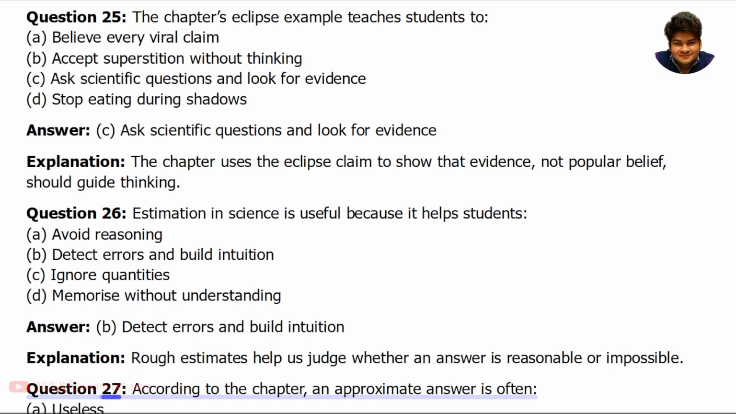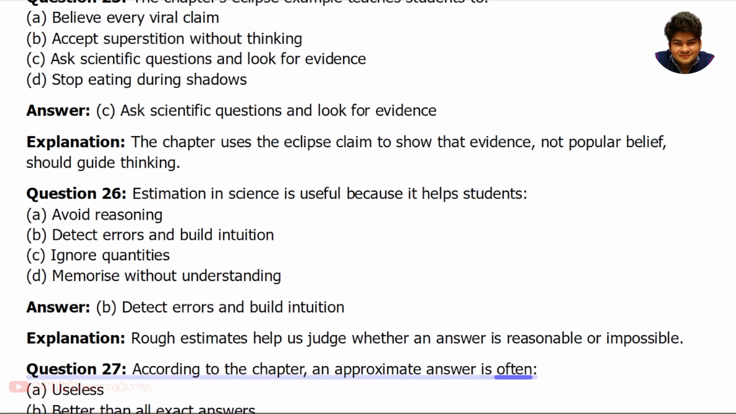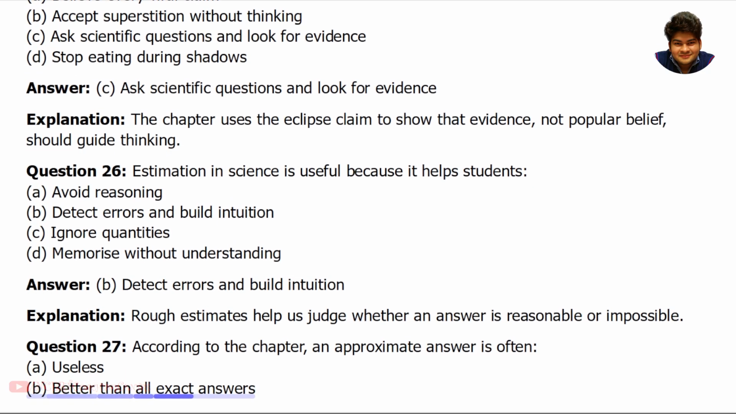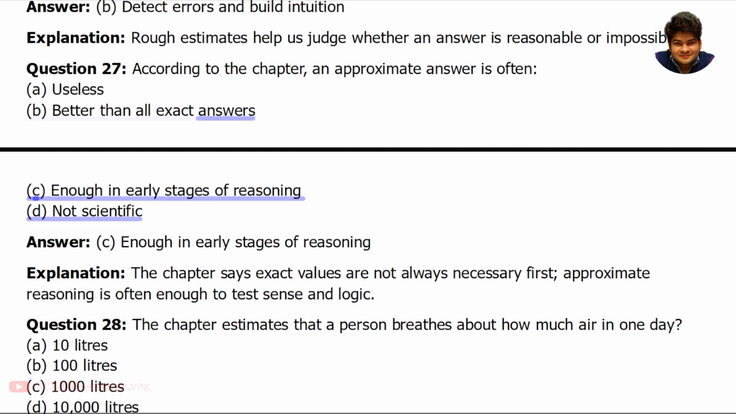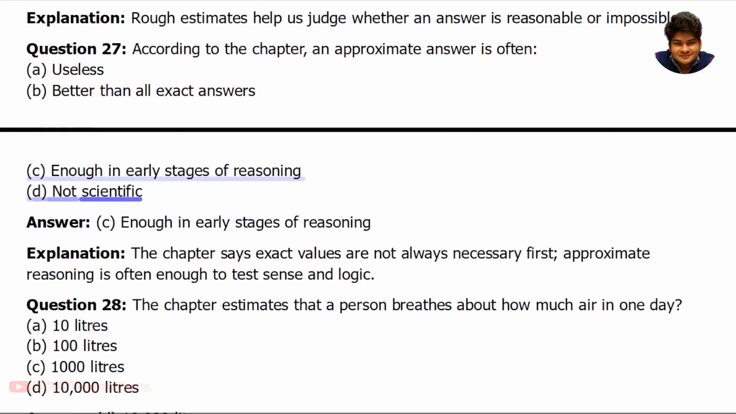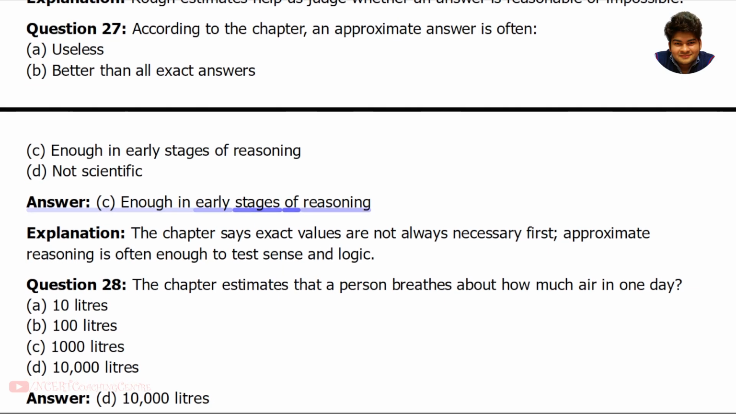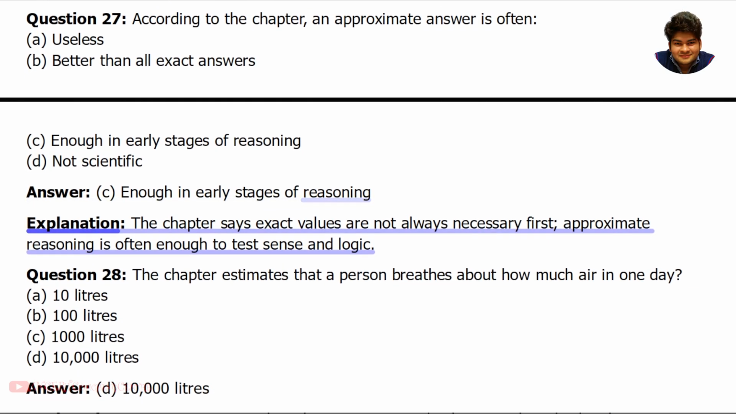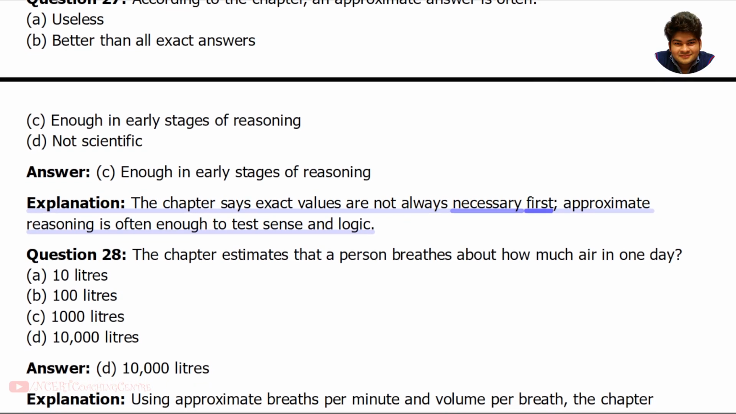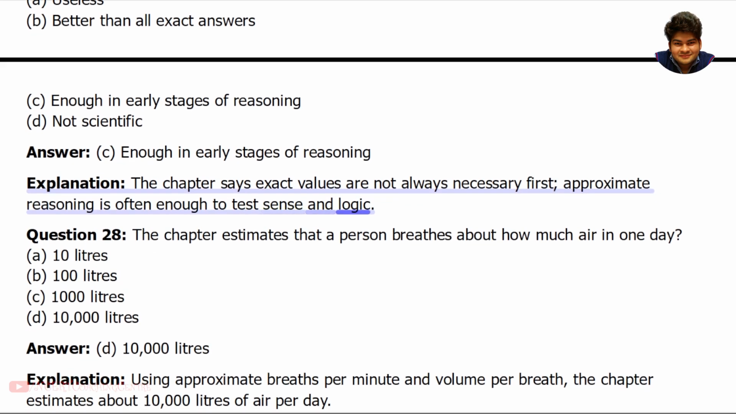Question 27. According to the chapter, an approximate answer is often: A. Useless. B. Better than all exact answers. C. Enough in early stages of reasoning. D. Not scientific. Answer: C. Enough in early stages of reasoning. Explanation: the chapter says exact values are not always necessary at first. Approximate reasoning is often enough to test sense and logic.